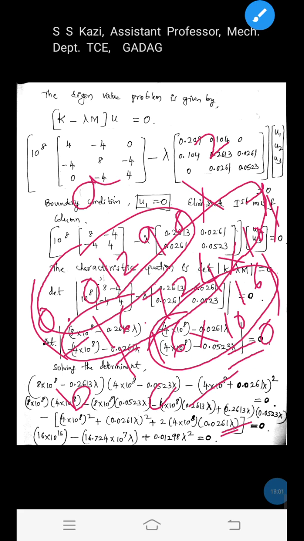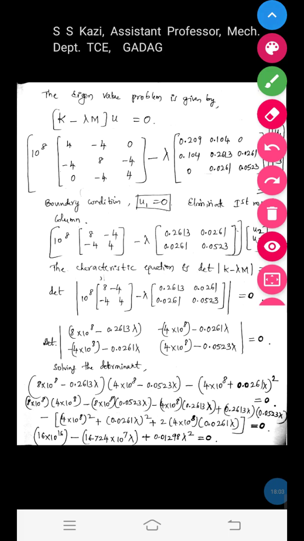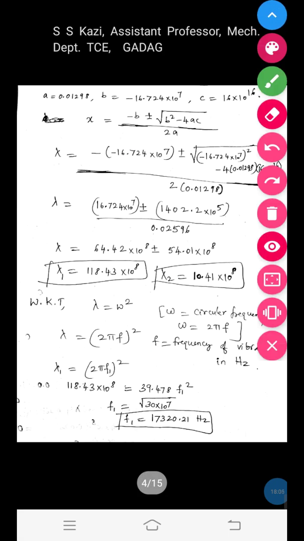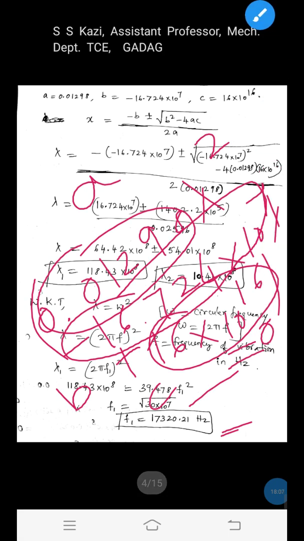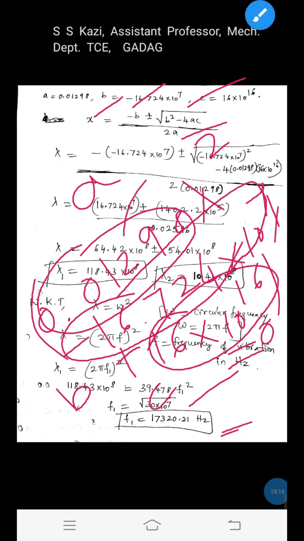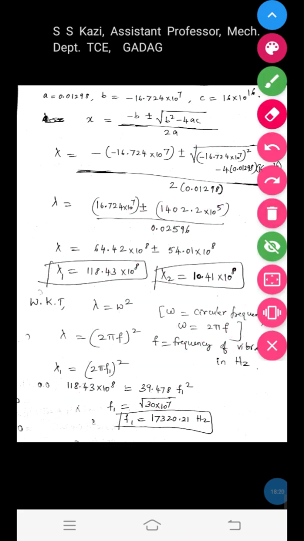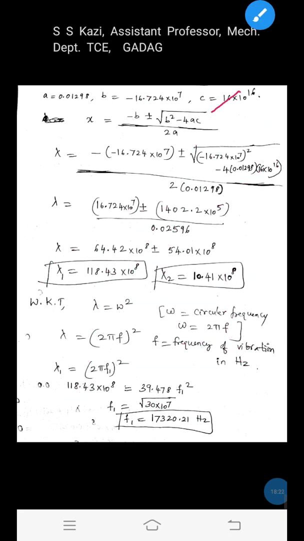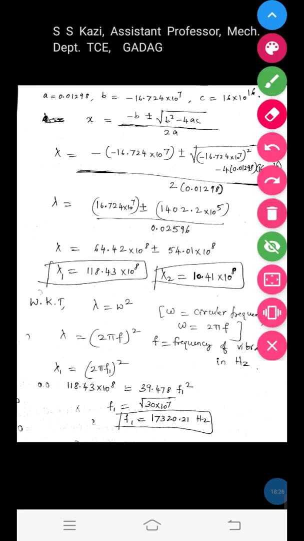Okay, these values have to be substituted into this formula that we know. X is given by minus b plus or minus square root of b square minus 4ac divided by 2a, where a, b, c we know. These a, b, c values have to be substituted into this formula. I wrote the a, b and c values, just now we have discussed.